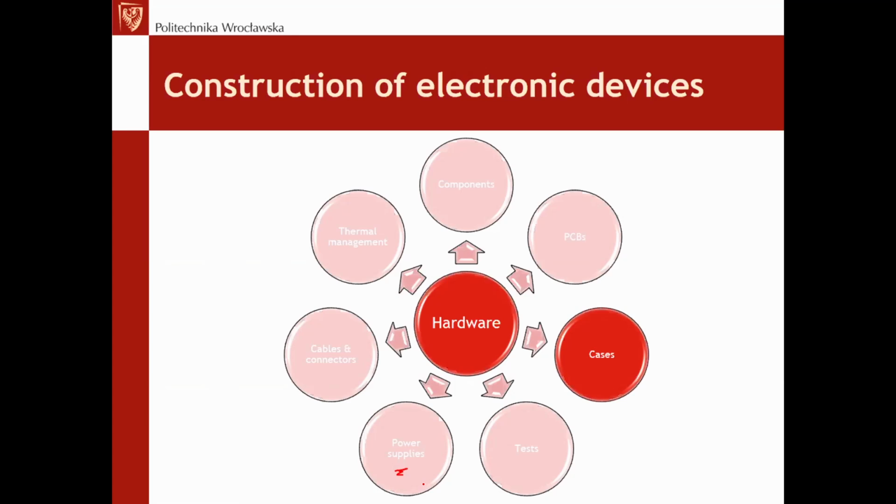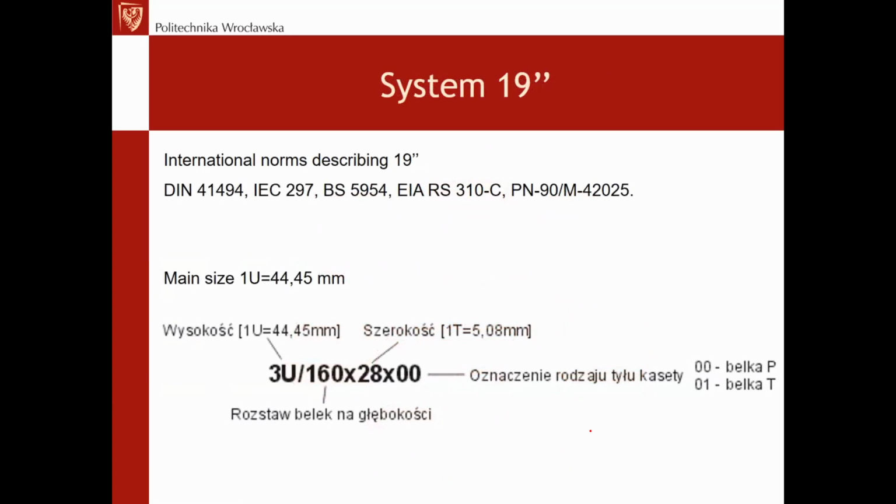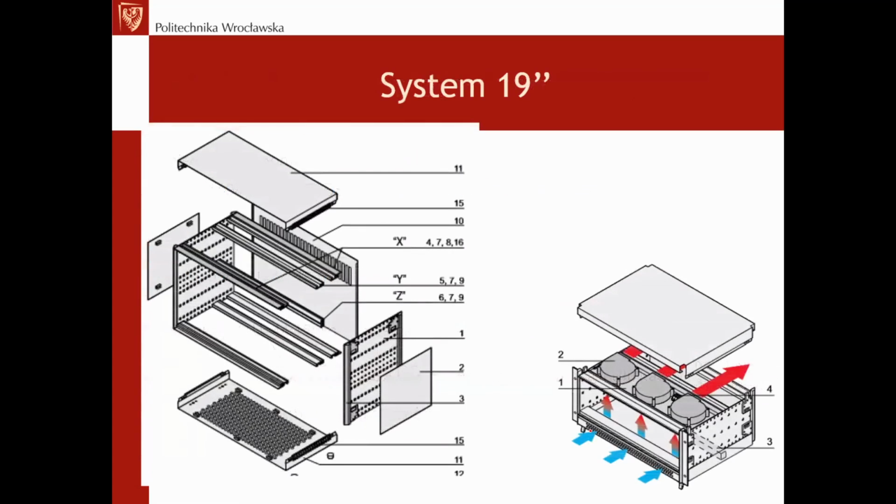But it turns out that the choice of the case of our device should be done at quite an early stage of the project, at least a preliminary choice of the case. Why is that so? Because we may have a design where space is not a problem. Then we can use, for example, the so-called 19-inch system. The 19-inch system is a system of cases with a lot of space.